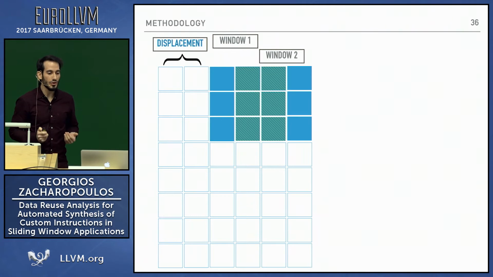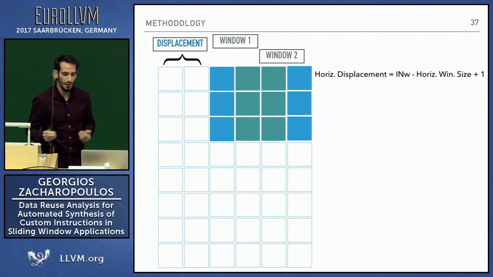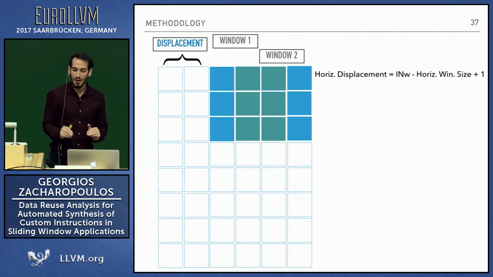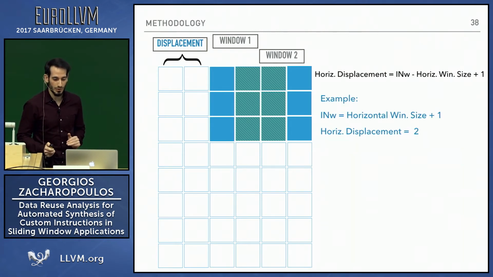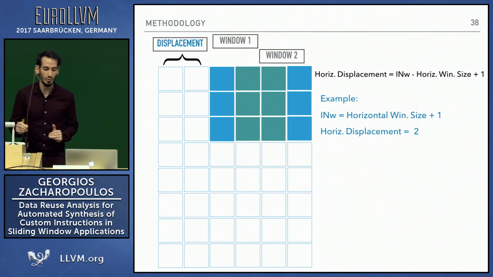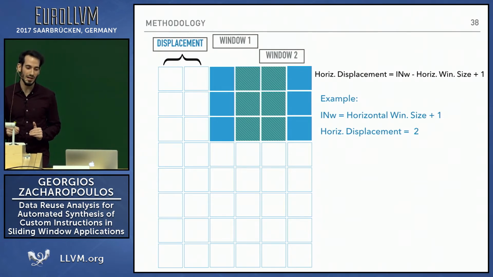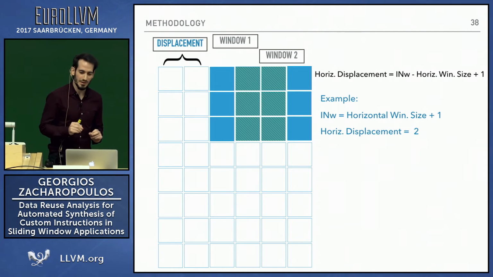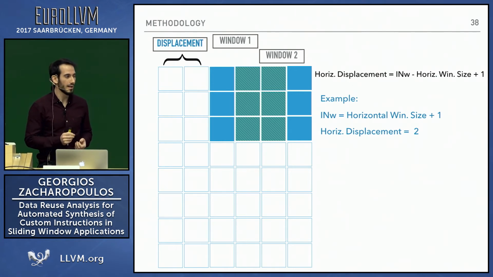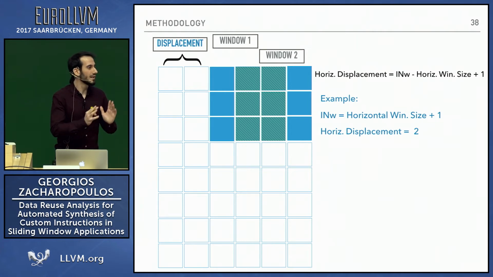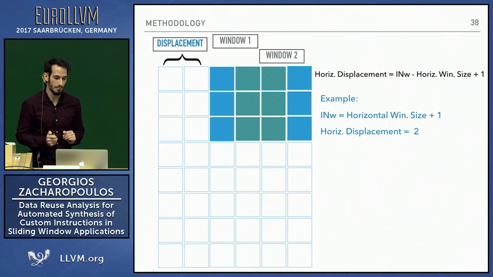And then we perform a horizontal displacement, which is equal to the input width that we had available minus the horizontal window size plus 1. In this case, since the input width was equal to the horizontal window size plus 1, the horizontal displacement is equal to 2. It can be more intuitively seen as the displacement being equal to the number of data paths that we have available times the stride. So in this case, it's 2 times 1.